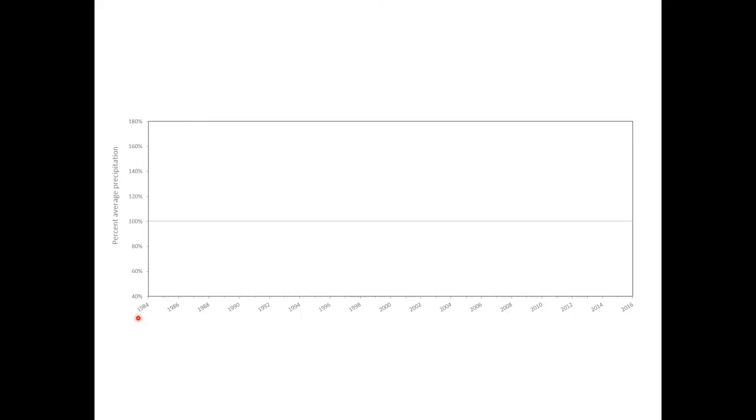And so this graph you see across the x-axis from 1984 here on the far left over to 2016 on the far right are years. This line across the center says 100%. That line is our mean precipitation, our mean snow water equivalent.